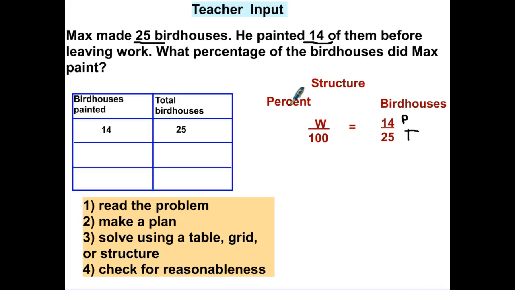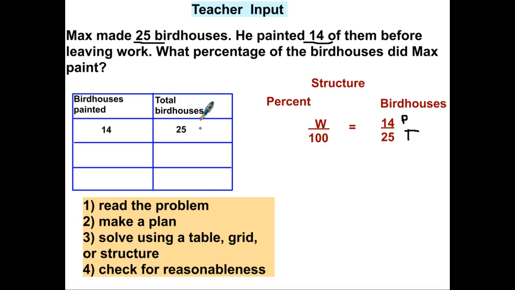And anytime you have percent, it's over 100, okay? So if I had a full amount, 100% is the most you can get. If I'm looking for a percent, it's going to be less than 100, so your denominator will be the 100. In my table, I have birdhouses painted, and I have total birdhouses, and I want to know the percentage of the birdhouses that Max painted. So let's take a look at how we would first complete the table.